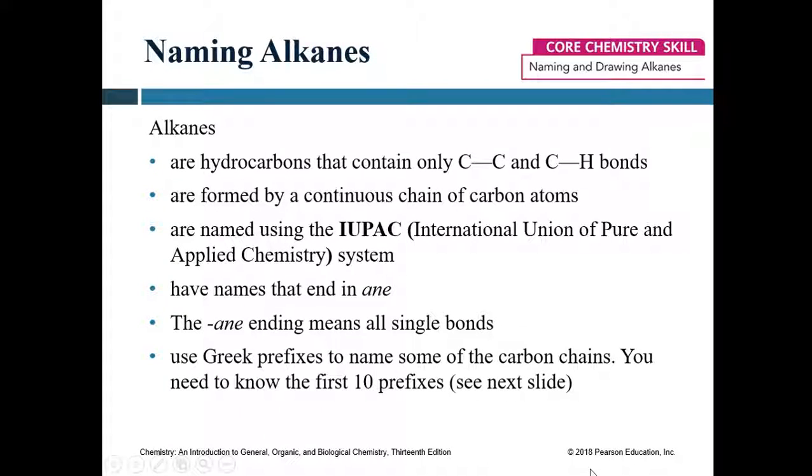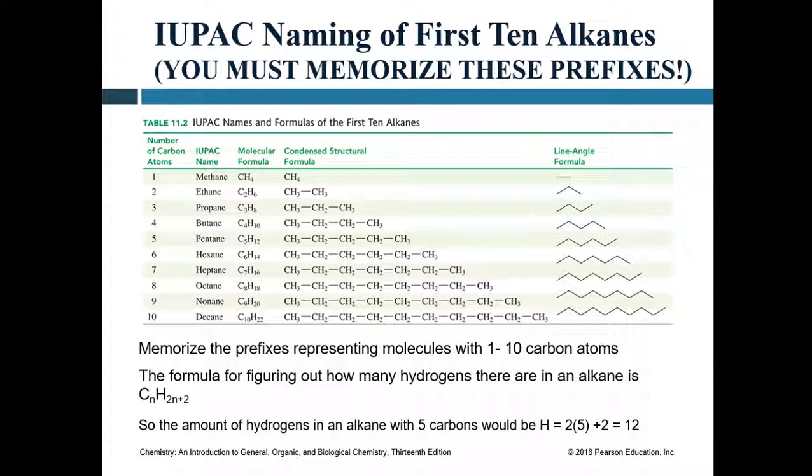section. Now, alkanes are hydrocarbons that contain only carbon to carbon and carbon to hydrogen bonds, hence the word hydrocarbons. They are formed by a continuous chain of carbon atoms. They are named using the IUPAC system. They have names that end in -ane, and that -ane ending means that it's all single bonds. They use Greek prefixes to name some of the carbon chains, like 5 and above. You do need to know the first 10 prefixes. Let's look at the next slide.